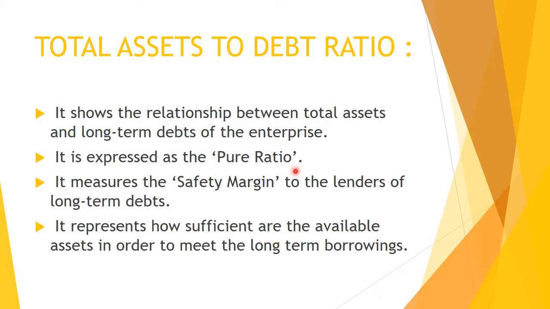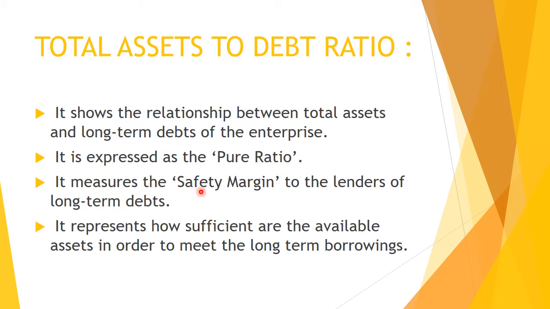Safety margin. What do you mean by safety margin? That is, the company or the firm has more total assets, because of which the lenders are at a safe place when they lend us the debt, when they give us the debt for a longer period of time. This firm has a large value of total assets with them, because of which the lenders are at ease, or are in a safety zone to lend the money to us. So that is why it measures the safety margin.